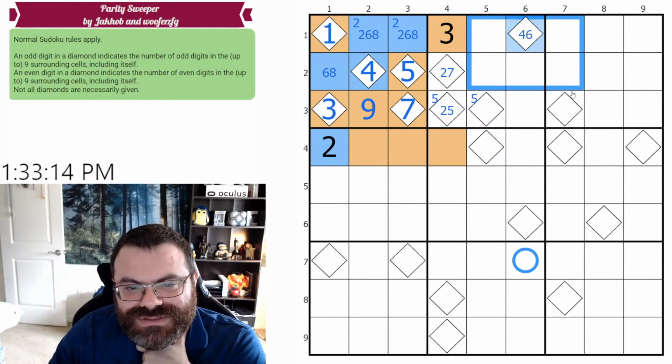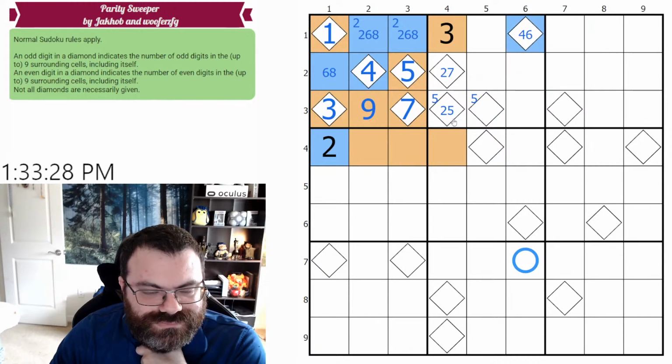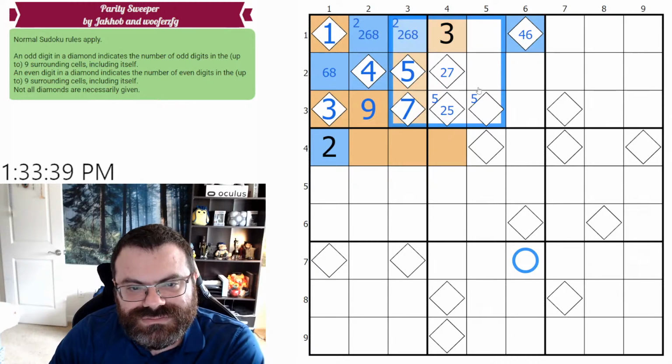Yeah, it's highly doubtful this can be 6, but not enough odds for 7. 1, 2, 3, 4, 5. Can't we just make it with these two as odds?